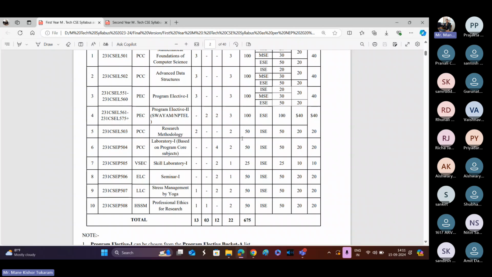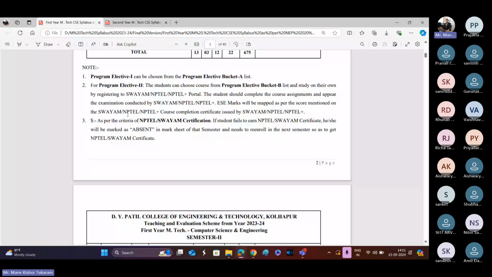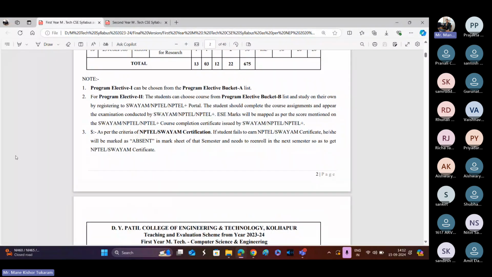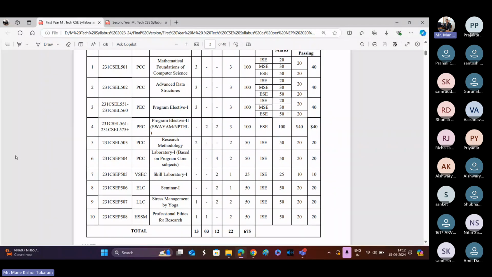Okay. So if you fail to get the certificate, the status in your mark sheet will be shown as fail or absent, because the dollar sign indicates that as per the criteria of NPTEL SWAYAM exam certification, if a student fails in earning the NPTEL or SWAYAM certificate, then he or she will be marked as absent in the mark sheet of that semester and needs to re-enroll in the next semester so as to get the NPTEL or SWAYAM certificate. So you have to carefully do the assignments, see the videos for each and every week, and after that you have to face the exam, which may be organized by TCS at the ION Center, like our government exams, and you have to appear for that and get the certificate.